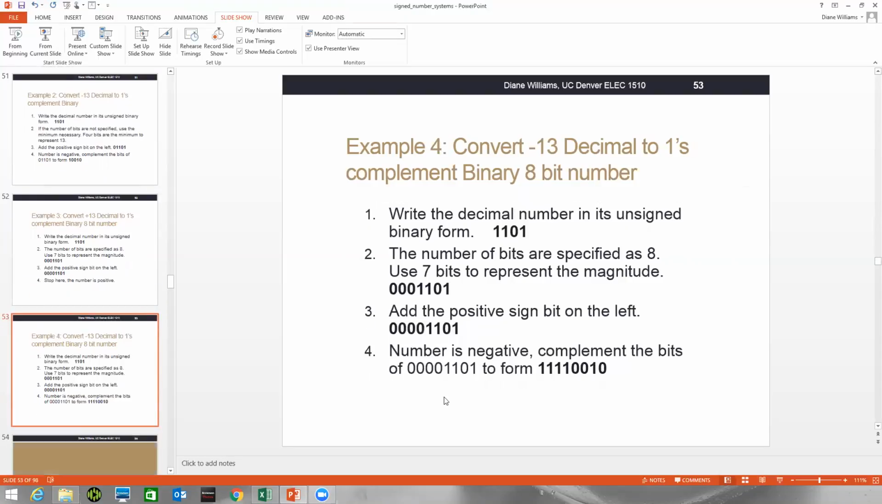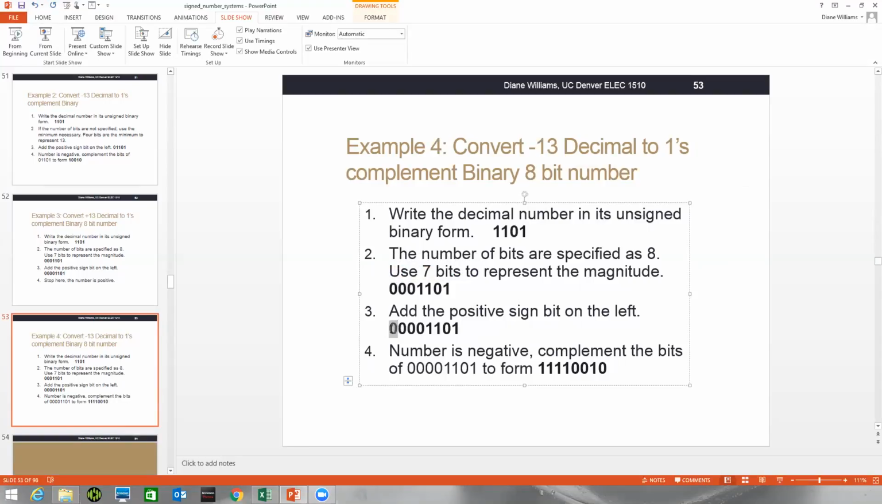All right, now let's do the same thing for minus 13. We're going to use, once again, 8 bits to represent it. So we write the decimal number in its unsigned form, right? There's 13. Then the number of bits specified were 8. So we're going to use 7 bits to represent the magnitude. Same thing as before, right? We add these 3 zeros to the left.